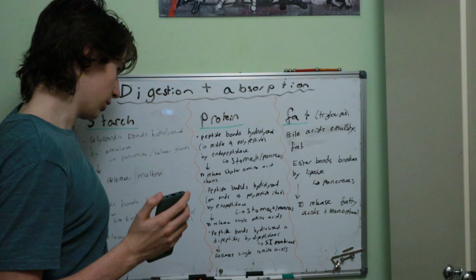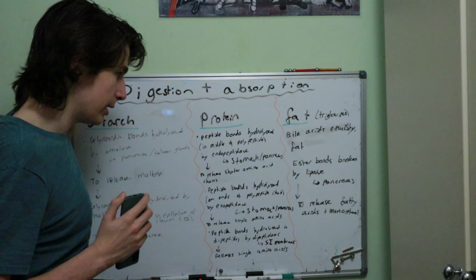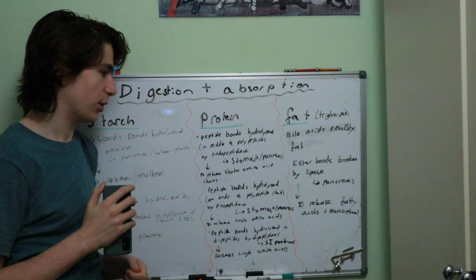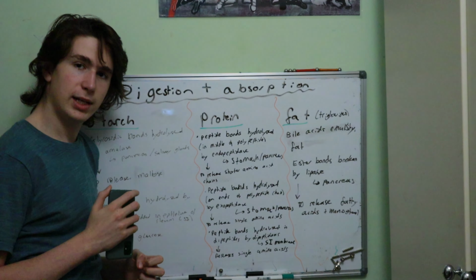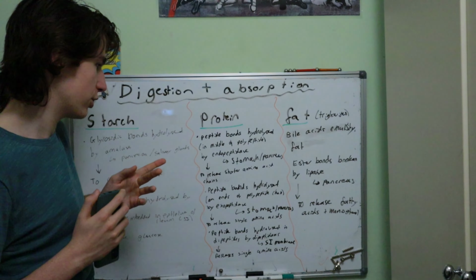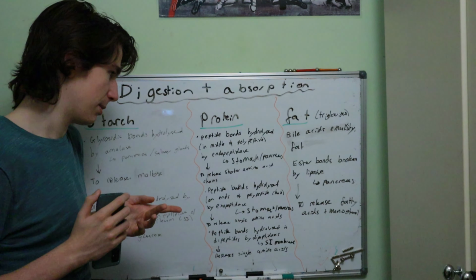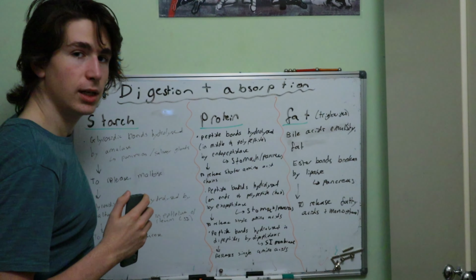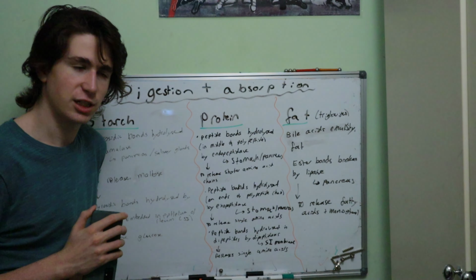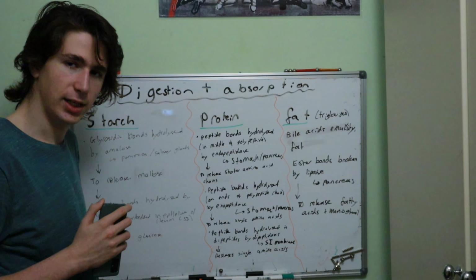So now let's move on to protein. In protein, there are peptide bonds, and for this specific enzyme, they're hydrolyzed in the middle of the polypeptide. It's endopeptidase which does this, and endopeptidase is produced in the stomach and pancreas. This is to release shorter amino acid chains.